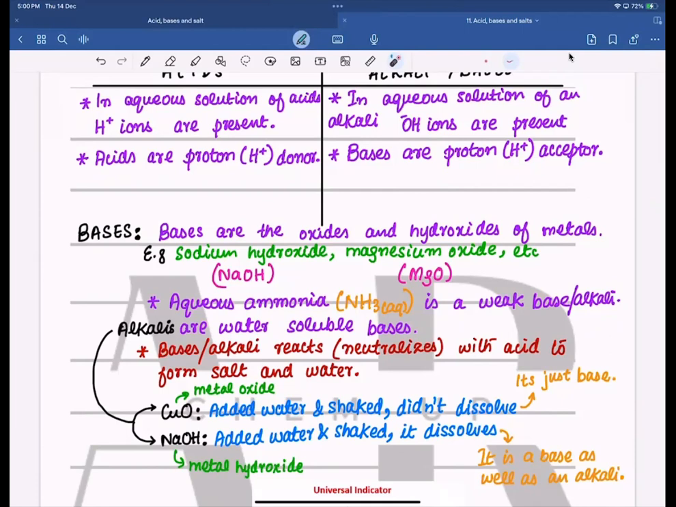Sir, the definition is that bases are the oxide and hydroxide? This is not the definition, this is the example I have told you. The definition is that bases are the compounds which dissolve in water to form hydroxide. The function of bases is that they neutralize the acid. What are bases? The metal oxides, the metal hydroxides, and aqueous ammonia are bases. And out of those bases, the ones which are water soluble are called alkali. It is just a base, or it is a base as well as an alkali.